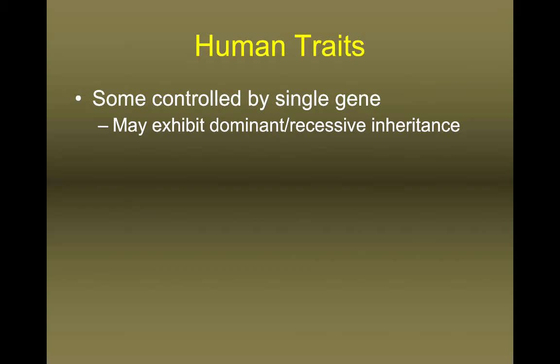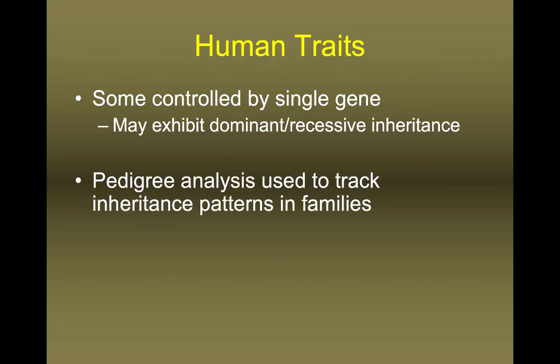There's a few of those, just to rattle off a couple of them. I've got a table here in a second that will show you some other ones, but some of the really simple ones are hairline. If you have a straight hairline across the top of your forehead, that is one particular trait. If you have a widow's peak, where your hairline comes to a point in the front, that is the alternative allele for that trait. And widow's peak actually is the dominant form. A straight hairline is the recessive form.